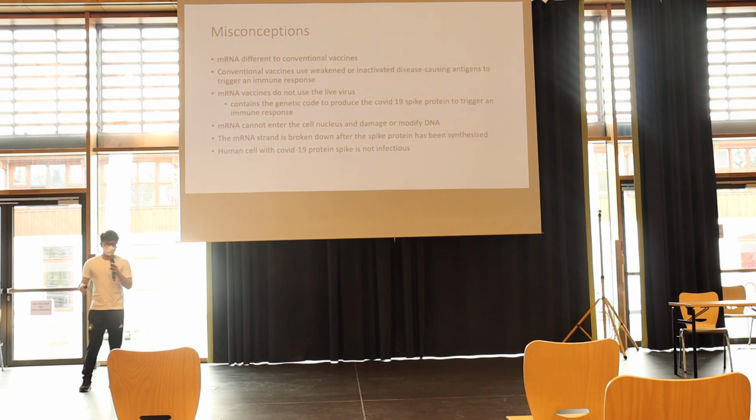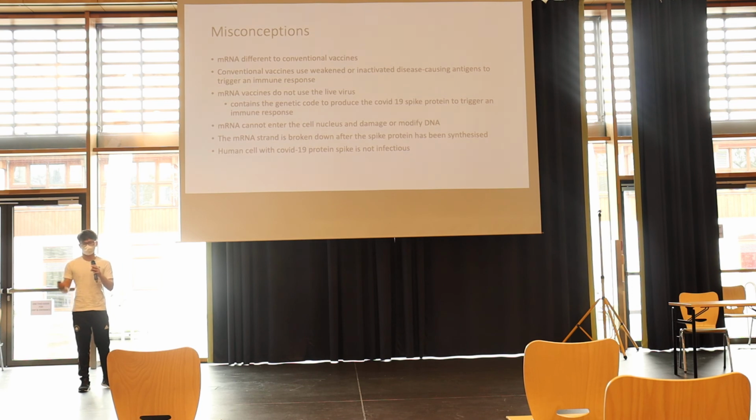Furthermore, mRNA does not actually contain any of the virus's genetic information, so when the spike protein is displayed on the human cell, it is not considered as infectious or dangerous to our bodies, as it is still essentially a human cell and doesn't contain any of the virus's genetic information.